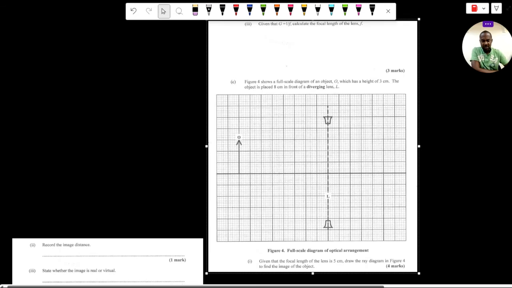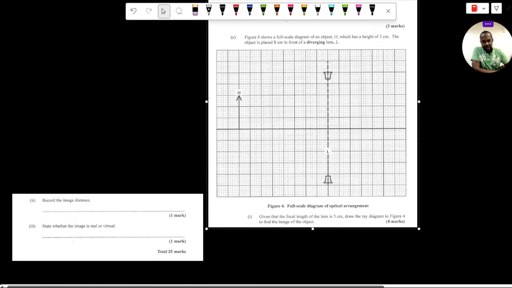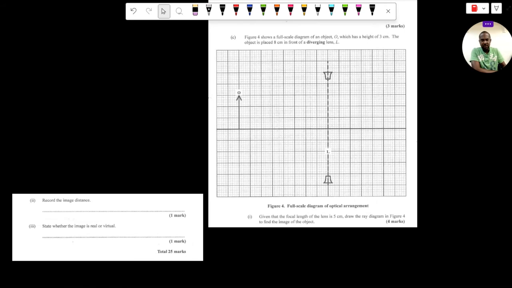All right, so it says, given that the focal length of the lens is 5 centimeters, draw the ray diagram in figure 4 to find the image of the object. So first of all, we have the lens indicated by the letter L, and we're told that the focal length is 5 centimeters. So what this means is that we're going to count 5 centimeters from either end of the lens, and we're going to leave that point X.